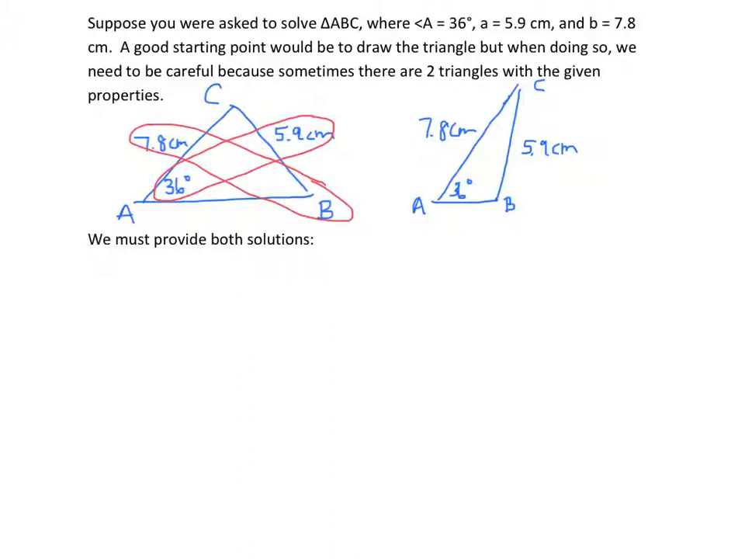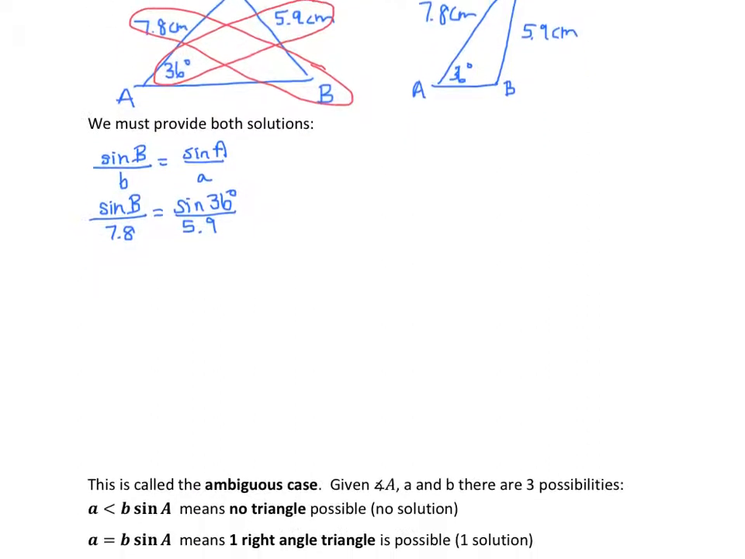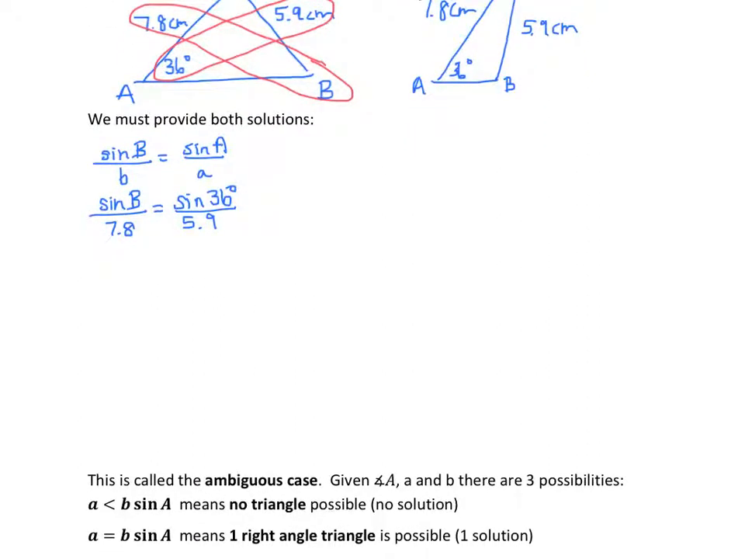angle B. So if we're trying to find the measure of angle B, we'll set this up as sine B over B equals sine A over A. And we'll fill in the information we know. So sine B over 7.8 equals sine 36 degrees over 5.9. From there, we'll multiply by 7.8 on both sides.